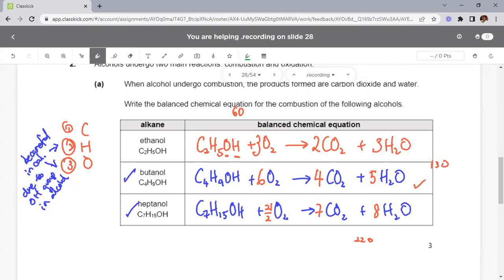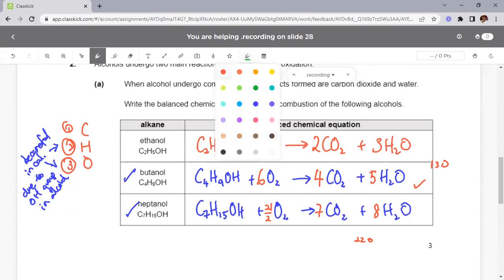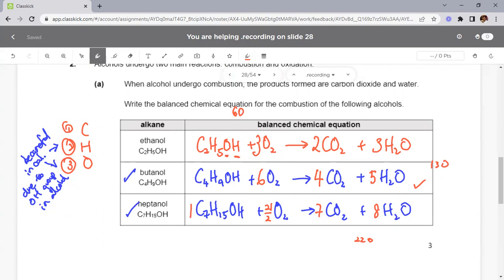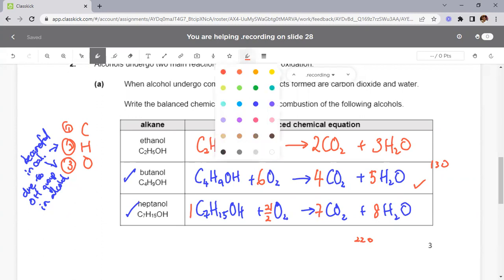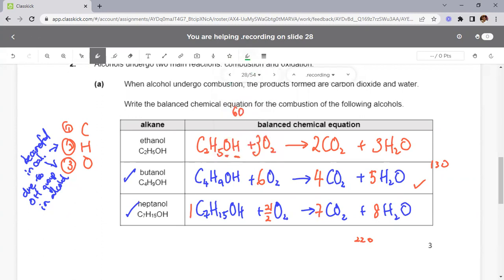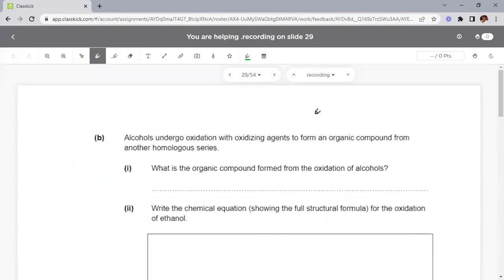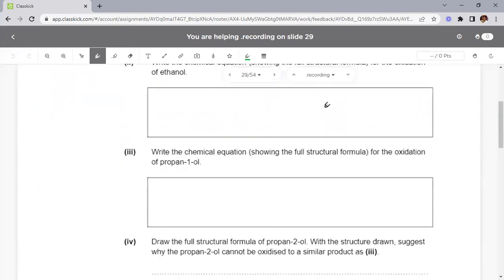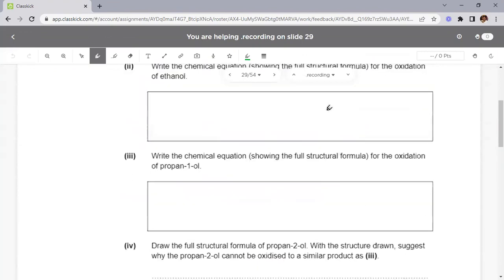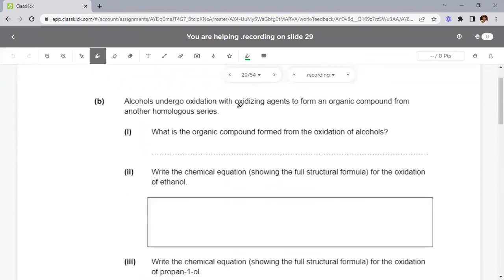So, sorry, let me do this here like this. So actually 1, 21 over 2, 7 and 8. I'm going to multiply 2 throughout. So it's going to be 2, 21, 14 and 16. This will be the final answer. All right, this will be the final one. Once you've done this balancing for combustion, we're going to go on to the next page. I think we're nearing the end already for the reactions of alcohols.